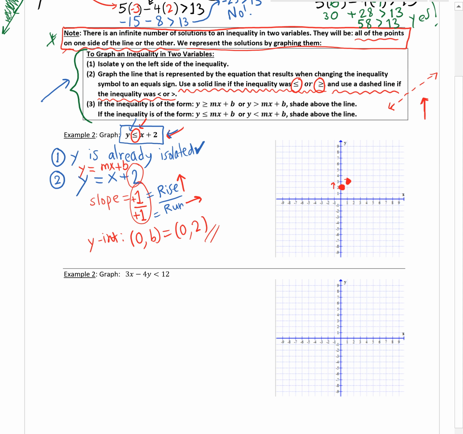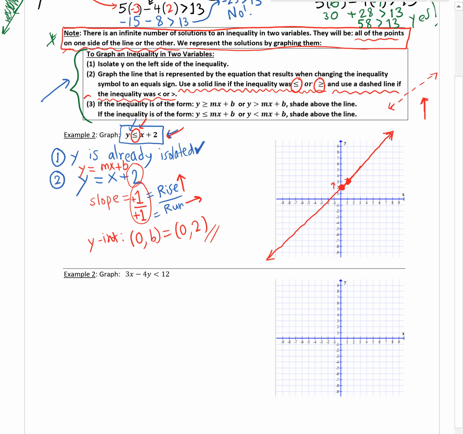And then I'm going to connect those dots and make a nice line as straight as I can. And in this one, again, I don't have to worry about making it dashed because I had an "or equal to" in my inequality. Okay, so that line looks good. And the last step is just determining, are you going to shade above or below that line?